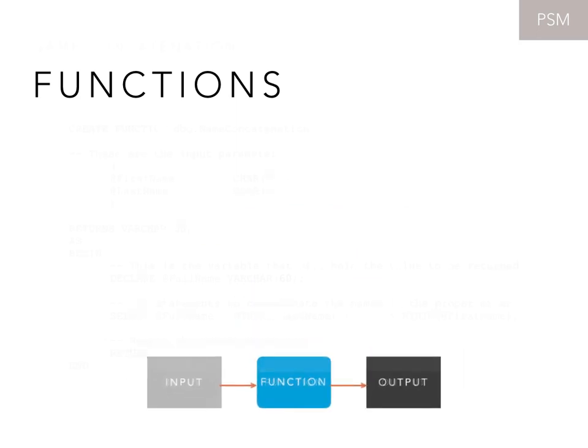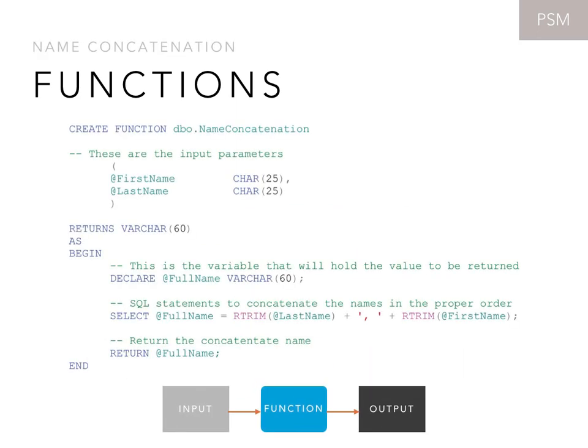Let me show you an example. Maybe this is a little bit more interesting. So we're creating a function here. This is in Microsoft Transact SQL. And this function accepts two input parameters, first name and last name. They're both characters of length 25 max. And it returns a varchar of length 60. So here at the BEGIN and END statement, we define what this function does. And this is called name concatenation. It's just going to take the first name and last name and put them together with a comma and space. It uses the RTRIM function to get rid of spaces as well. And then it returns the full name.